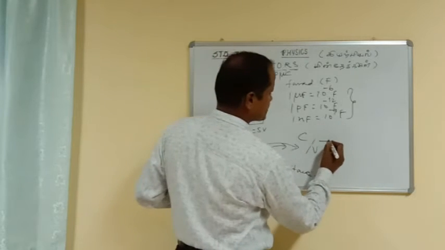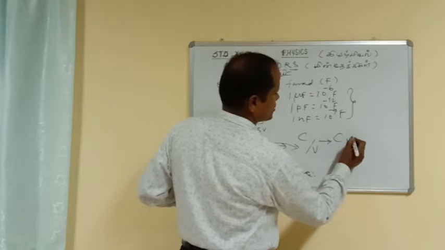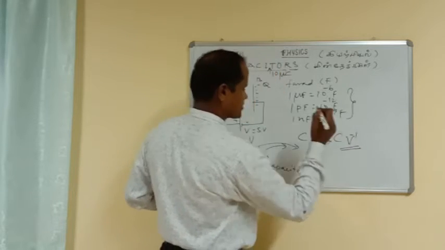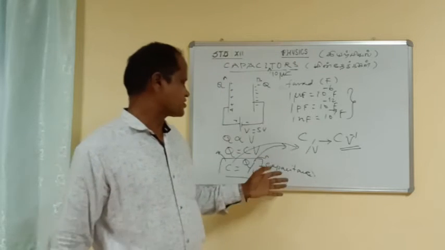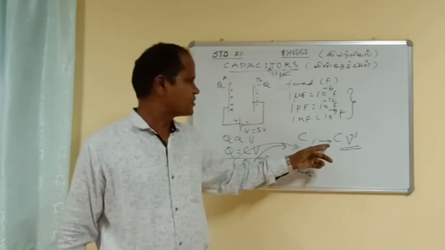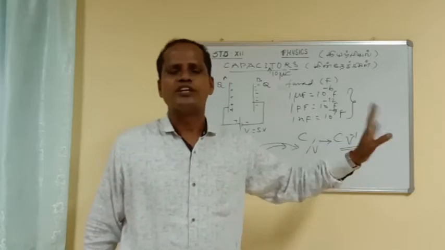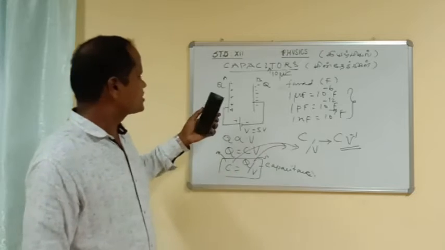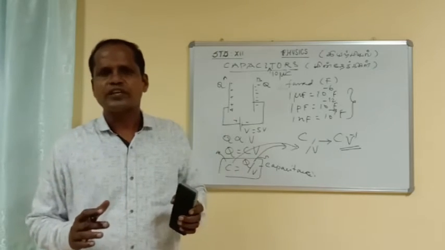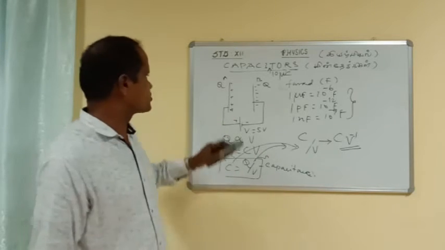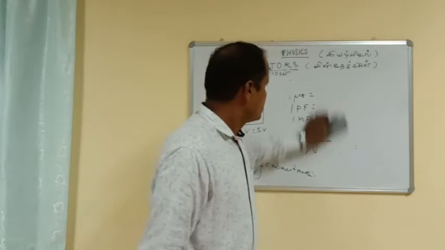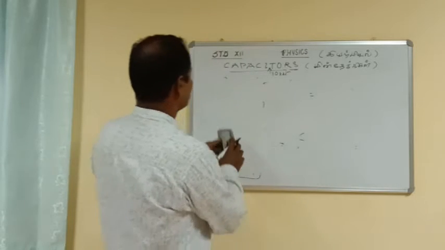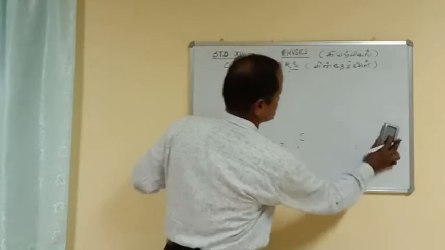Or this can be written as C volt inverse. So we can write like this: one unit is farad, and another one is coulomb volt inverse. Okay, so this is something about the capacitor and its principle. Next we are going to see the expression for the capacitance of a parallel plate capacitor.